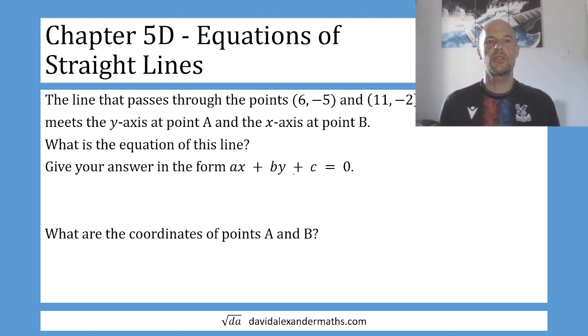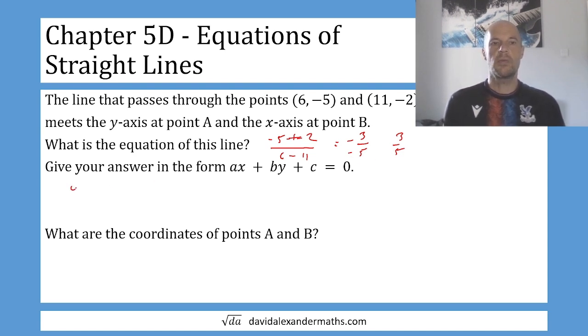Okay, here's another example. So what is the equation of this line? First of all, I'm going to calculate the gradient, so change in y, so minus 5 minus minus 2, over the change in x, which is 6 minus 11. Minus minus is a plus. Minus 5 plus 2 is minus 3. And 6 take away 11 is... why am I struggling to do that? 11 take away 6 is 5. There we go. So that is minus 5, of course. So therefore the gradient is going to be 3/5, because a minus divided by a minus is positive.